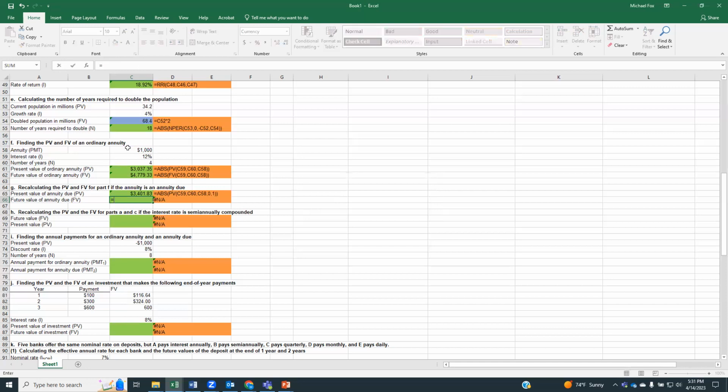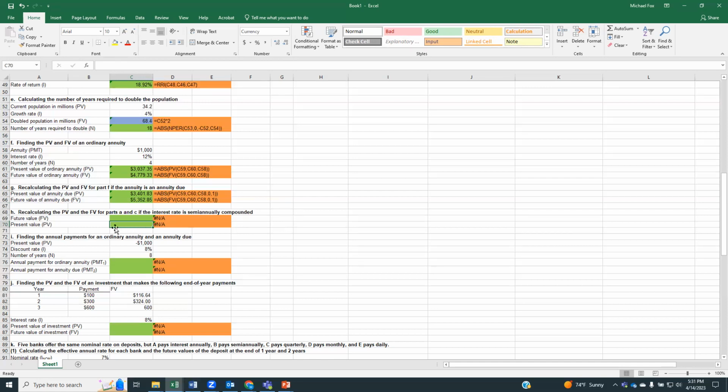Same thing for the future value, equals the absolute value of future value with the rate and a year or number of periods and a payment amount, a 0 and a 1 instead of leaving that blank. There we go. Okay.